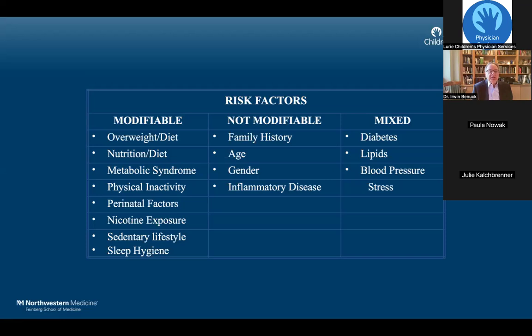And then there's a mixed group. Some people, unfortunately, have type 1 diabetes, but of course, we're seeing a lot more type 2 diabetes in our population. Lipids, some lipids are modifiable, others are not. Blood pressure, it can be modifiable in many situations, and also the additional one of stress, which I included, that was not mentioned in the NHLBI guidelines.